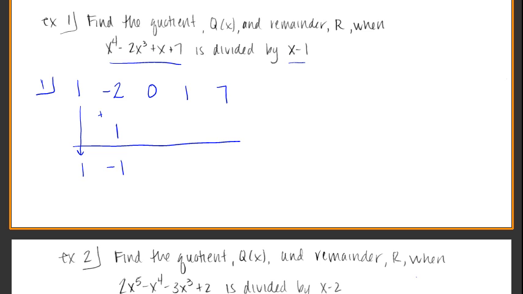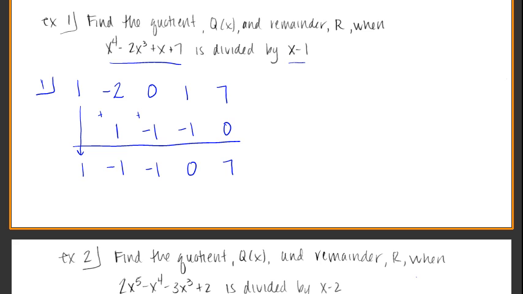Multiply that number, negative 1, by the box, and add those up: negative 1. Multiply that by the box, which is negative 1, add it up, which is 0. Multiply 0 by the box is 0, and add it up is 7. And we are actually done doing the division. So now it's about interpreting it.